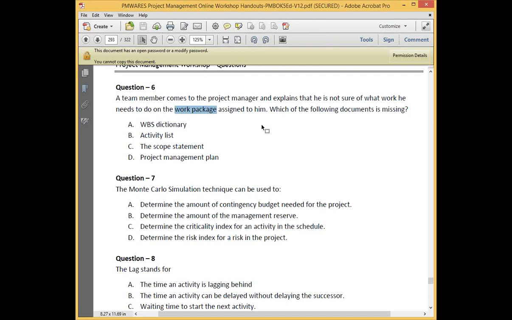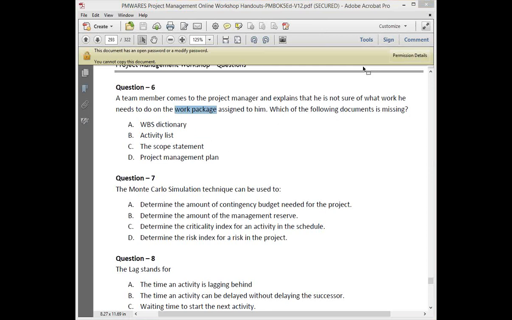But the purpose when we put this question was that what needs to be done in the work package is written in the WBS dictionary. You know what to do, how to do, and where to do. This all is there in the WBS dictionary. But what are the actual activities that have to come from the activity list? That is not there. That's the reason he is not aware of what activities he is to do.